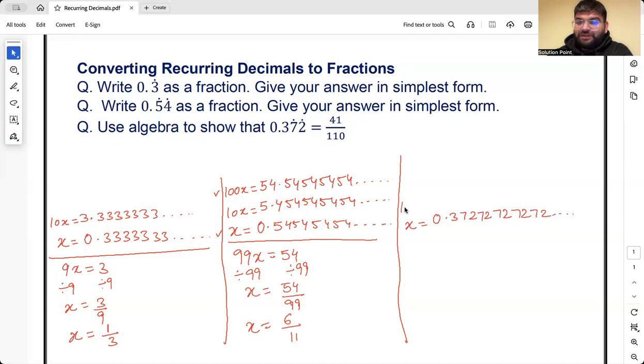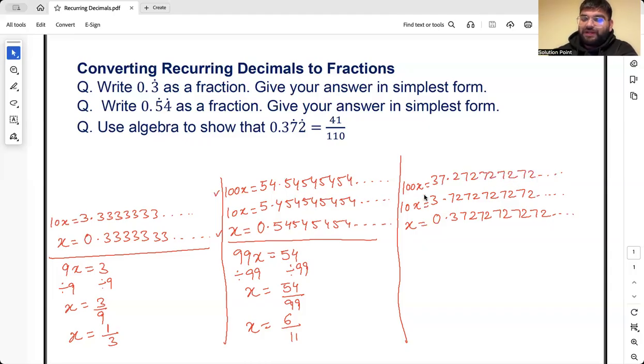Now if I multiply this equation by 10, the decimal moves one place to the right, so this will be 3.7272727272 and so on. Again, if you observe, the digits after the decimals are not the same. If I subtract these two, I'll not be getting 0 here. So I again need to multiply this equation by 10. The decimal moves one place to the right again, so this will become 37.272727272 and so on.